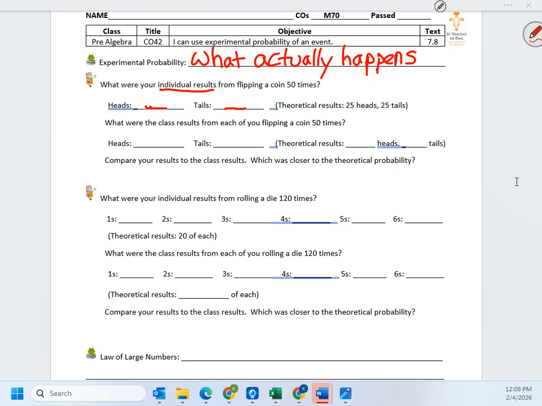Now, we need to figure out what the class results are. Oh boy. So we had 23 of us here yesterday. So I'm going to go through and I'm going to say, okay, for heads, I will start with Holland and I'm going to go around my tables. And we're going to write down how many heads everyone got, and then we're going to add them all up, and we're going to write that on there. So you're going to need your calculator out.